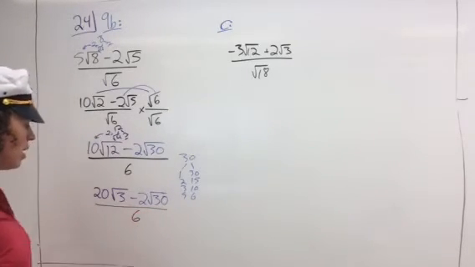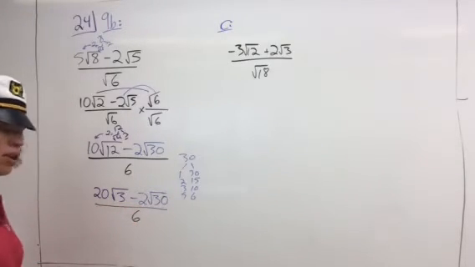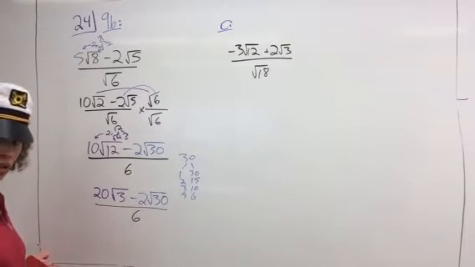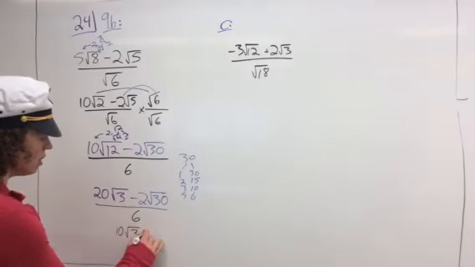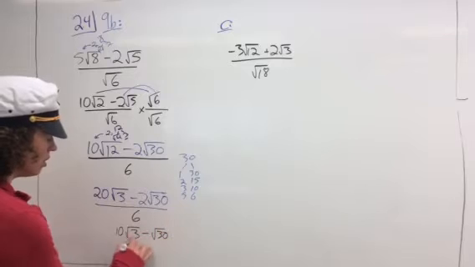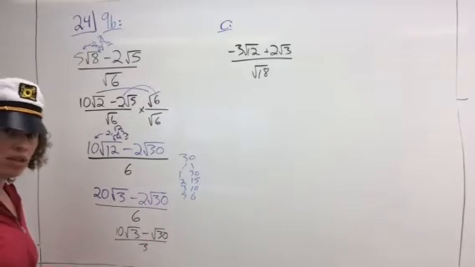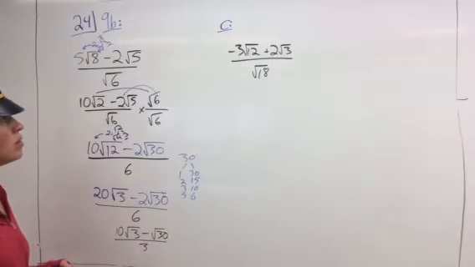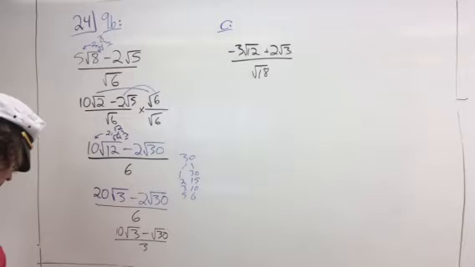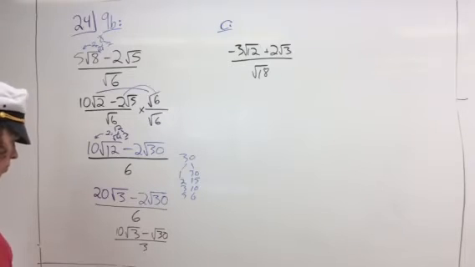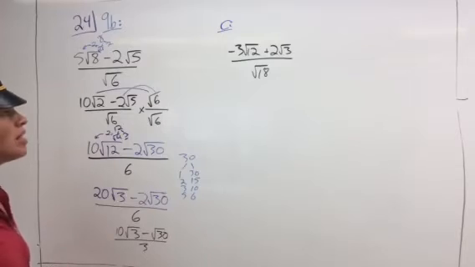Now the final step here is that I've got a 20, a 2, and a 6. Those can all be reduced by 2. So I'm going to take a 2 out. I'm going to have 10 root 3 minus root 30 all over 3 because I factored a 2 out of the entire thing. So that should give us the final result for that question. And it matches. Yay! We're going to move on to the next one.